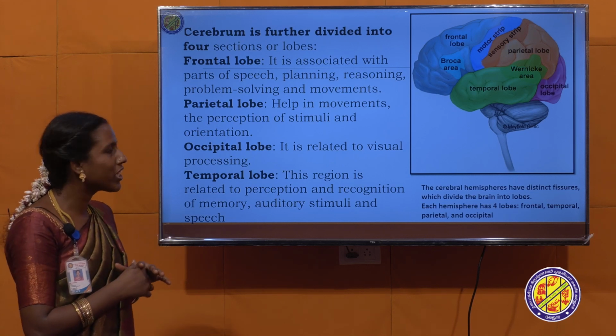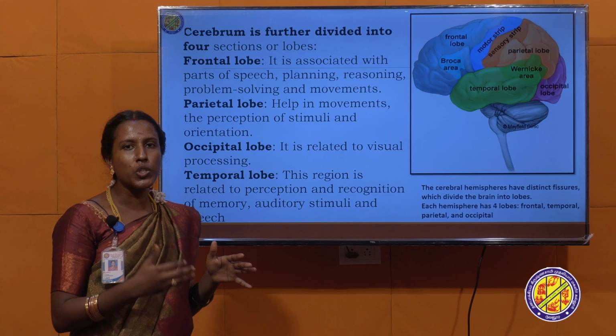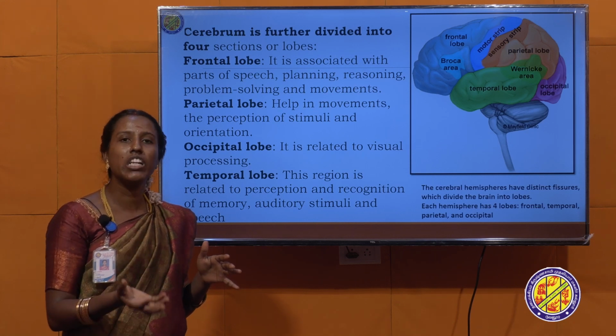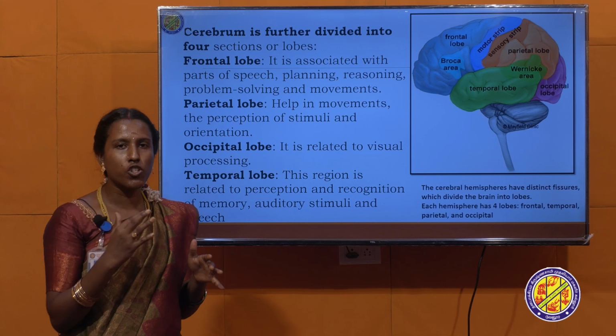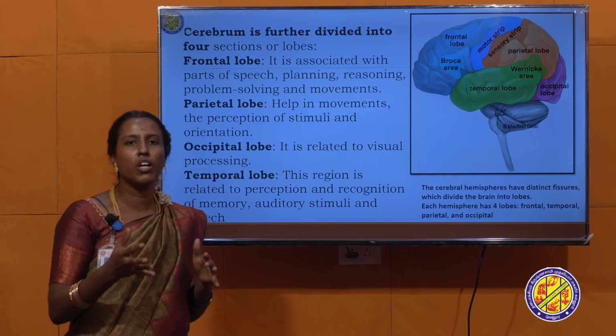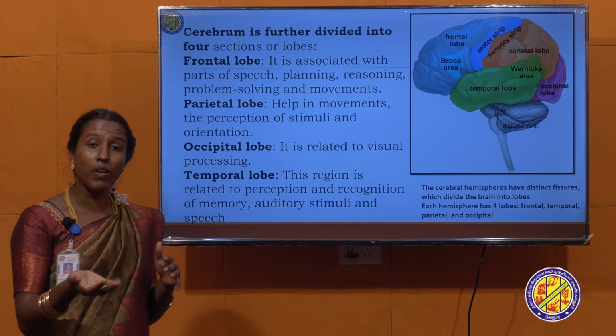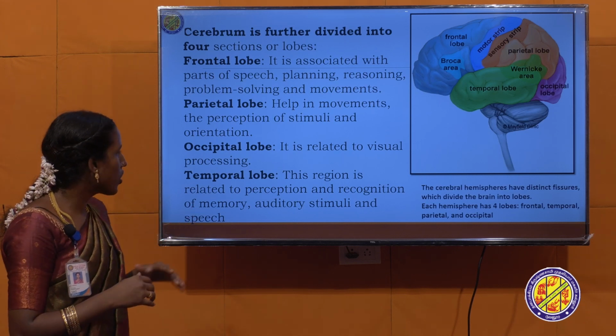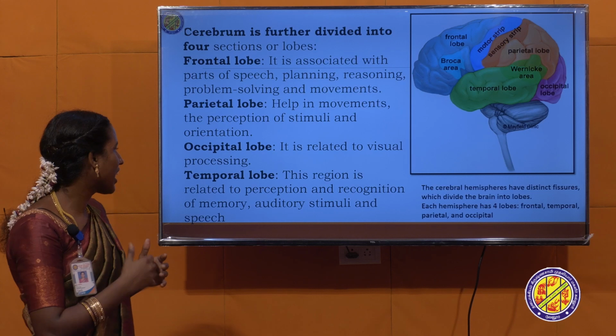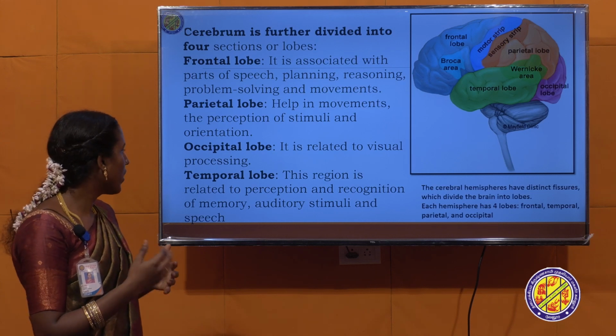The occipital lobe is responsible overall for visual processing. It receives the information from the vision, and then it gives meaning to that information. From all the information it will give meaning. Next is the temporal lobe. It helps with perception, recognition of memory, auditory stimuli and speech.